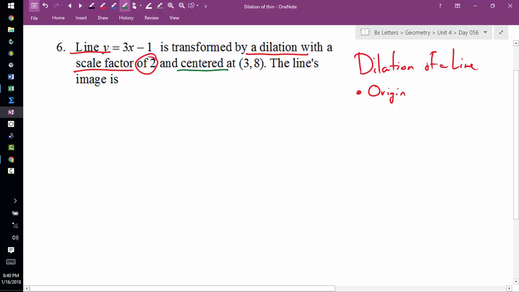But here they're telling me it's centered, it's not at the origin, right? It's not at 0, 0. This is that other kind of problem. This is going to be dilated about a point somewhere else. And for the regions, it's always going to be on the line. And you need to verify that that's a part of the process. Because once you verify that this point is on the line, the answer is very easy.